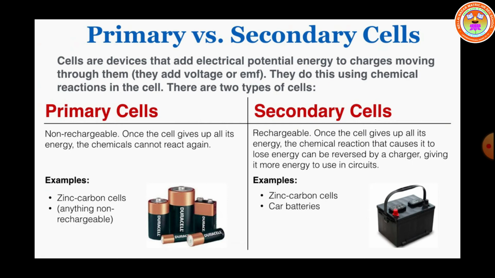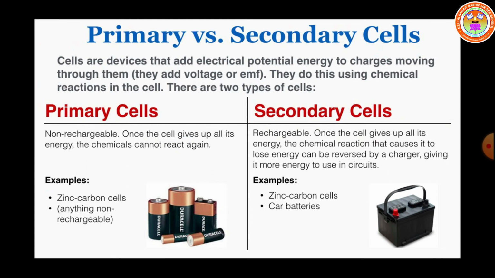So once again, listen to the difference between primary versus secondary cells. Cells are devices that add electrical potential energy to charges moving through them. They add voltage or EMF, EMF in the sense of electromotive force. They do this using chemical reactions in the cell. Already we have discussed how the cells work by chemical reactions. There are two types of cells, primary cells and secondary cells.